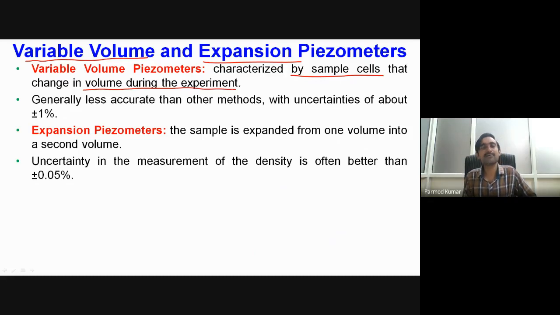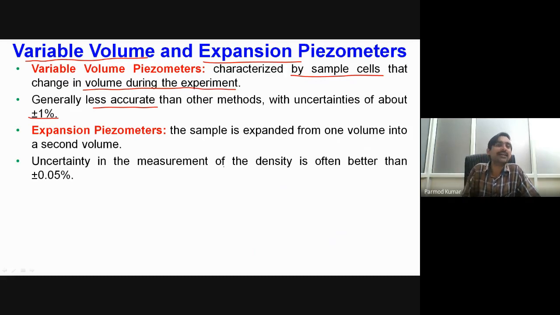But this type of variable volume piezometer has actually shown less accuracy. So you can see these are less accurate than other methods of density measurement, and their uncertainty range is of the order of plus minus 1%, because of which this has not been very popular for measuring density. So we are not even discussing the details over here.